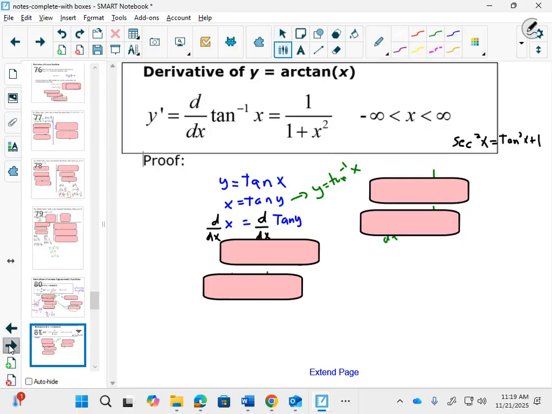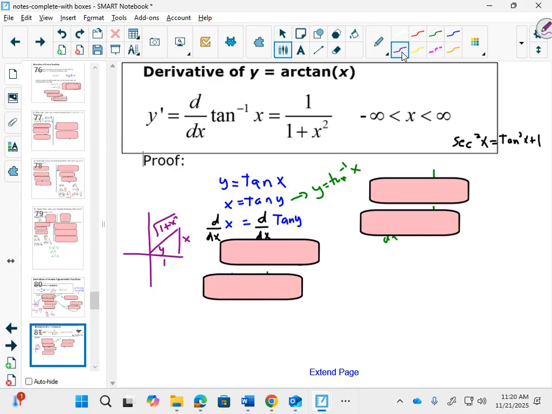Now, using the triangle. If I use the triangle here in quadrant 1, the angle is y, and tan would equal x. Well, tan is opposite over adjacent. So in my triangle, that's where I'd label my x, and that's where I'd label my 1. A squared plus b squared equals c squared. 1 squared plus x squared equals c squared. There's your 1 plus x squared with a square root. You can see your answer is appearing already.